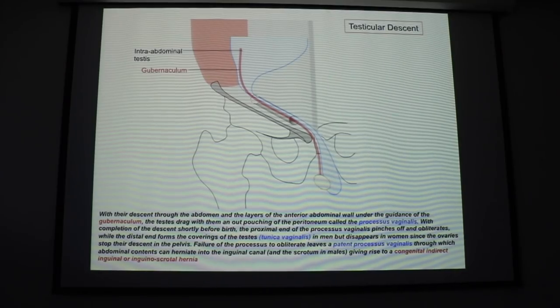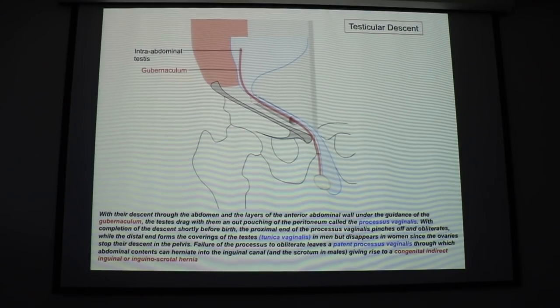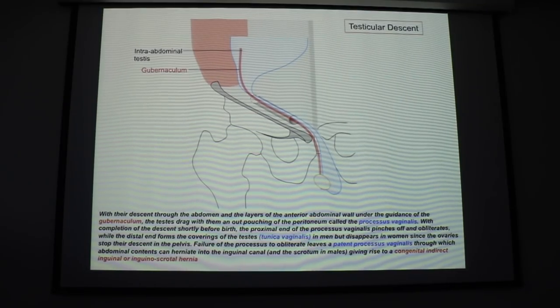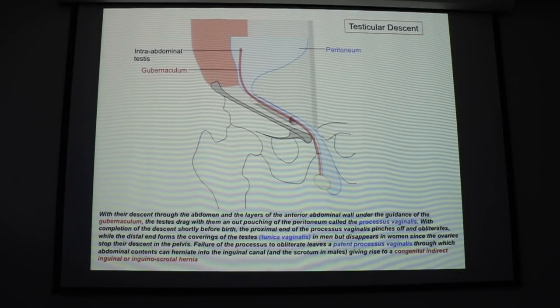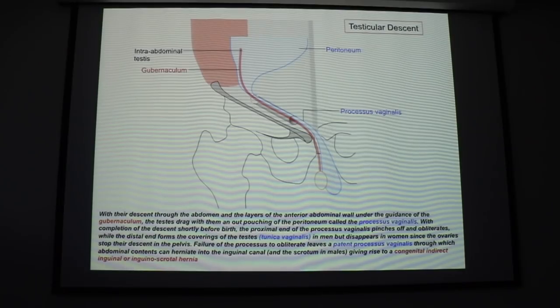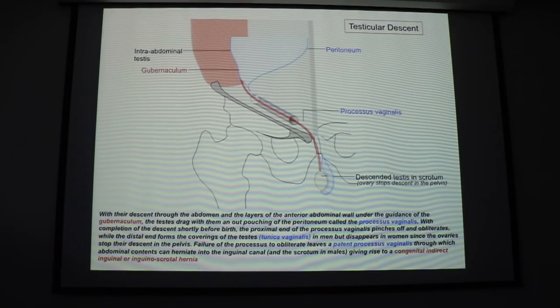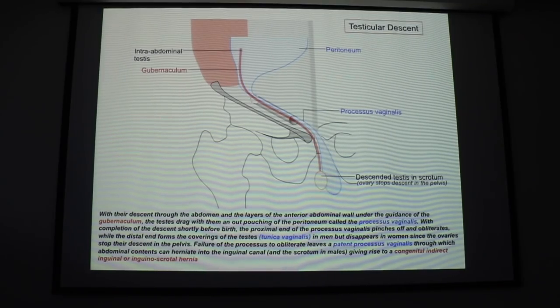This process of the peritoneum which descends along with the testis, we give it a name, we call it the processus vaginalis. This processus vaginalis is an extension of the peritoneum, and it goes next to the testes. Now what happens? After a little bit, this processus vaginalis disintegrates.